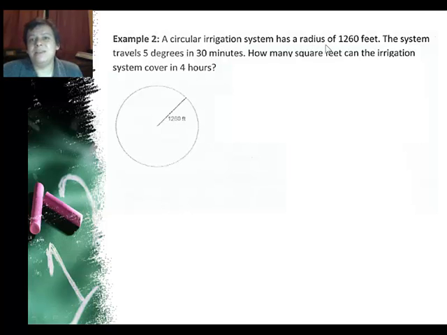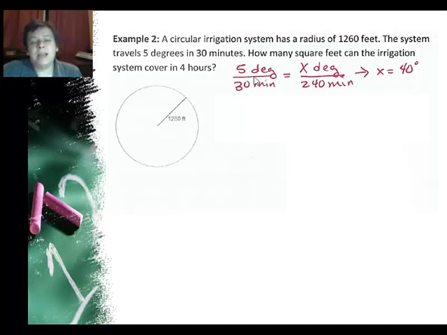It has a radius of 1,260 feet. The system travels 5 degrees in 30 minutes. So the question is, how many square feet can the irrigation system cover in 4 hours? Well, I went ahead and found out how many degrees it's going to travel in 4 hours. I just went ahead and set up a proportion.